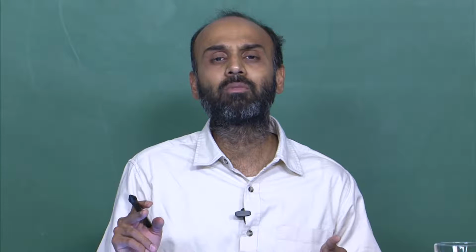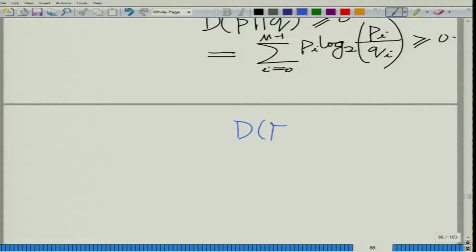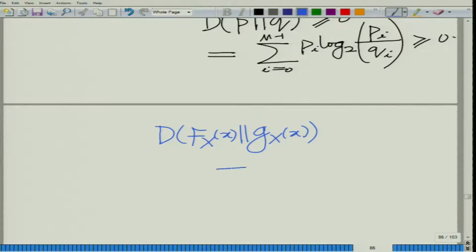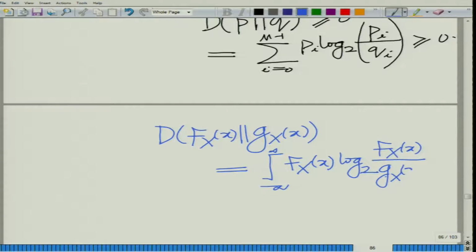Remember, we had looked at the KL divergence between two probability density functions. We had defined it something like this: for instance, if we have f and g, which are two probability density functions f of x and g of x corresponding to the random variable x, we had defined it for continuous probability density functions as the integral of f of x log to the base 2 f of x over g of x, where f of x and g of x are probability density functions.